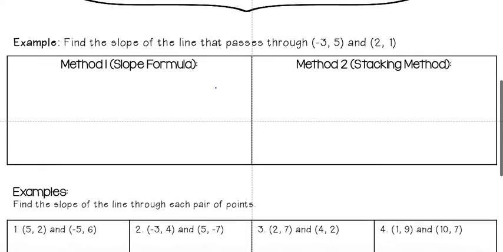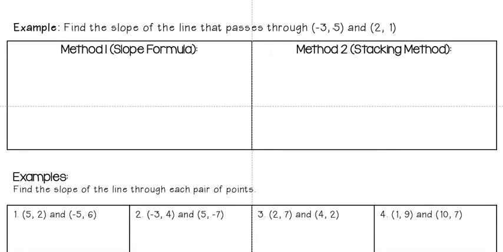I want to find the slope of the line that passes through (-3, 5) and (2, 1). Well, I know my slope is just going to be y2 minus y1 over x2 minus x1. So I'm going to go ahead and label my points. I'm going to let this one be x1, y1, and then the second one be x2, y2. So if I plug those in, y2 is 1, minus y1, which I labeled as 5, over x2, which I labeled as 2, minus x1, which is negative 3.